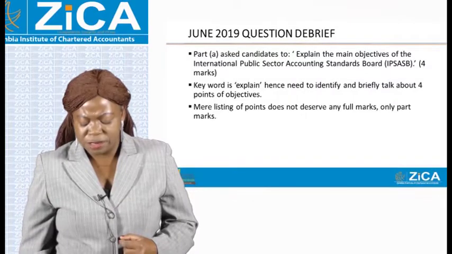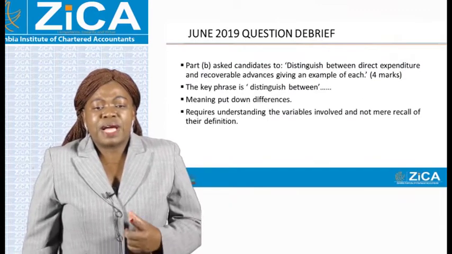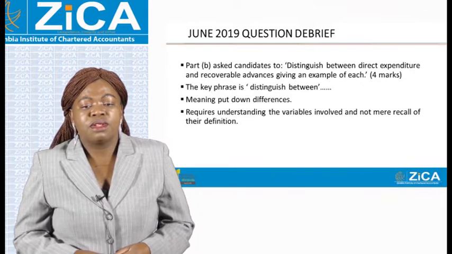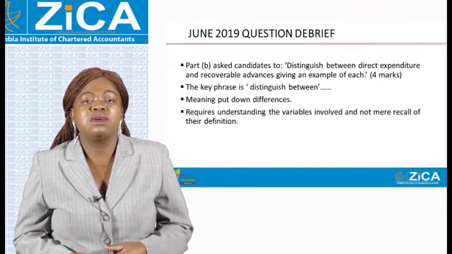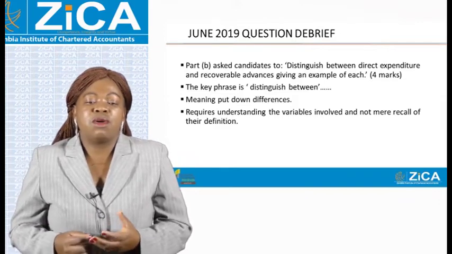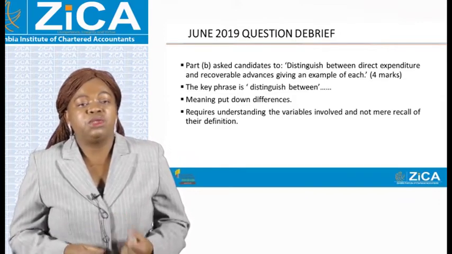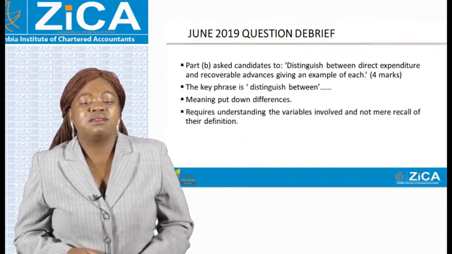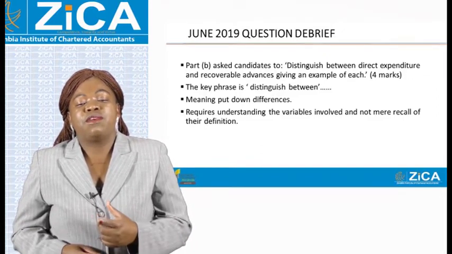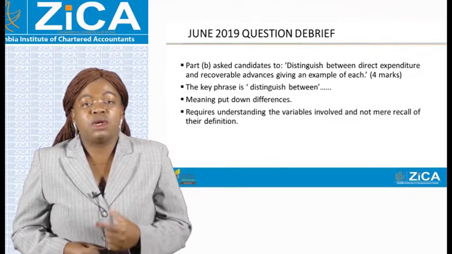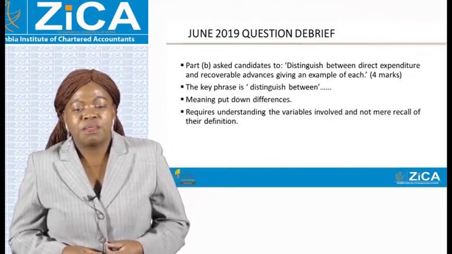The other part of this particular question, which is part B, asked candidates to distinguish between. So I'm trying to emphasize there the command word, distinguish between direct expenditure and recoverable advances. Again, this is a 4 marks question. So what is it that you do to make sure that you get all the 4 marks?